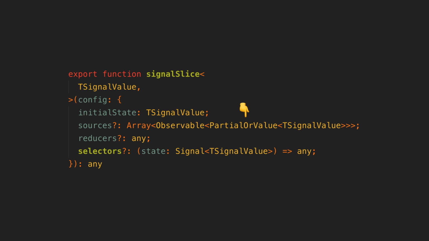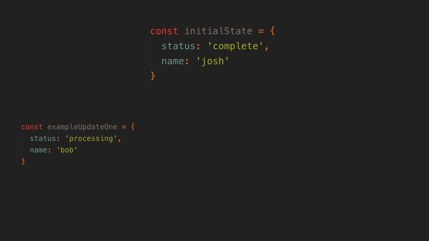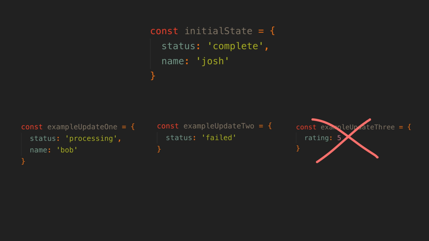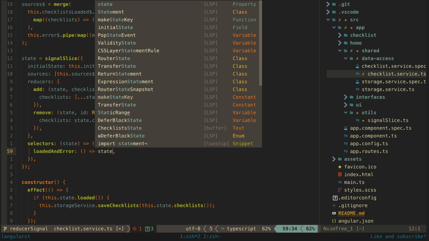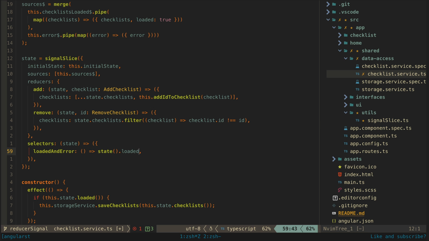We also use this PartialOrValue type because our source observables can actually emit values that match the entire initial state or just a portion of that state. We also make use of this TSignalValue generic to type the function supplied to the selectors config. We now know that the state parameter here will be a signal that contains data of the type TSignalValue.